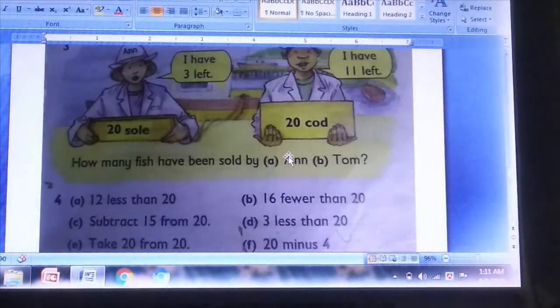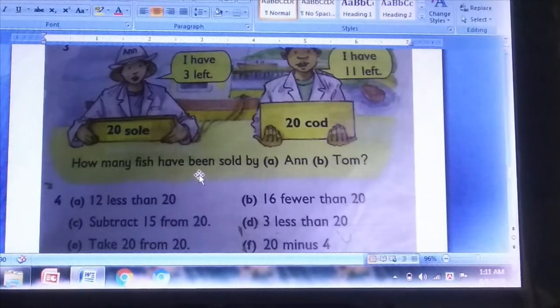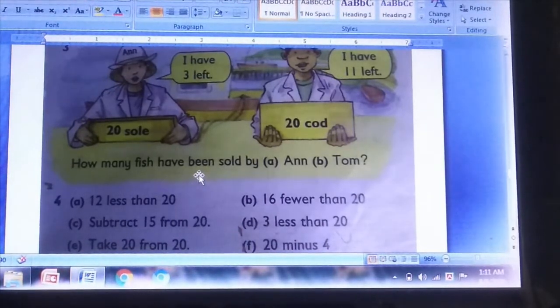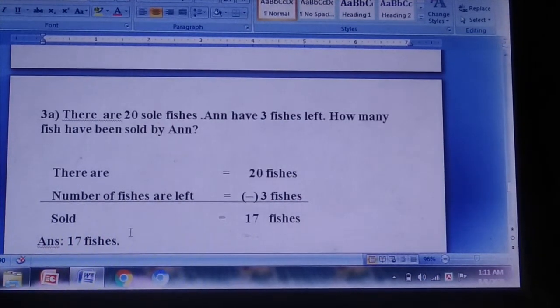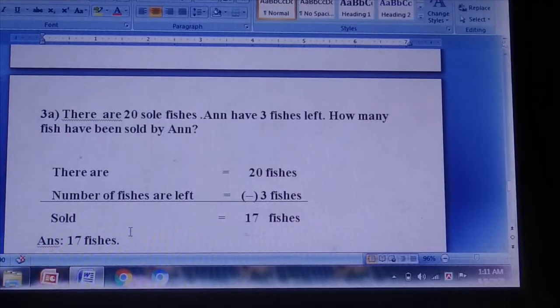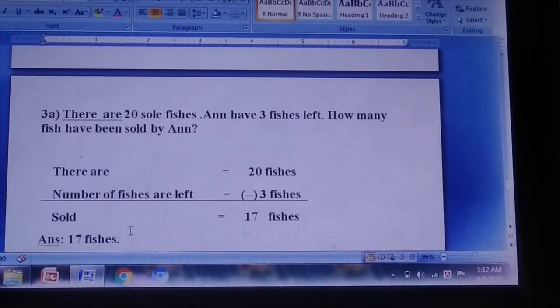Look at the page again. When the question asks how many fish have been sold or how many fish are left, we need to minus or subtract the number. And while doing the word problem, we always arrange the number in a proper way. We need to show the proper statement, give an equal to sign, and don't forget to give the minus sign when you arrange the line because you minus the number.